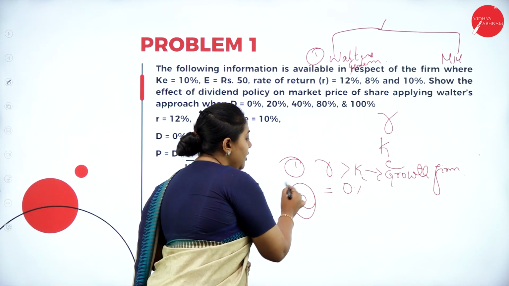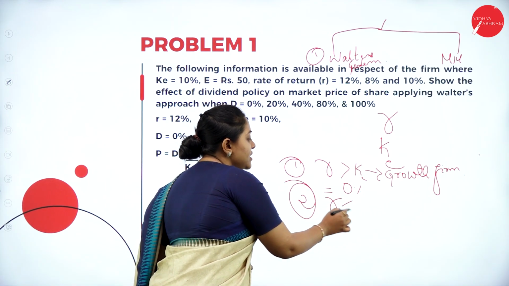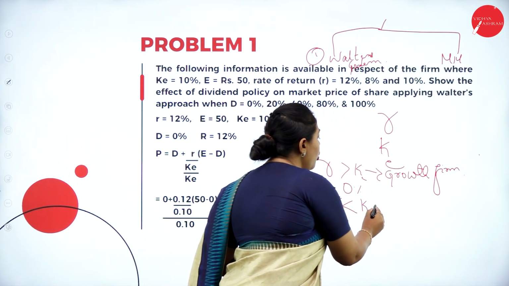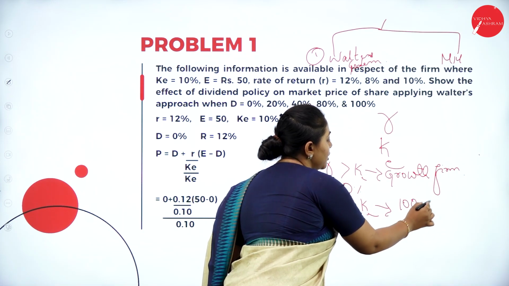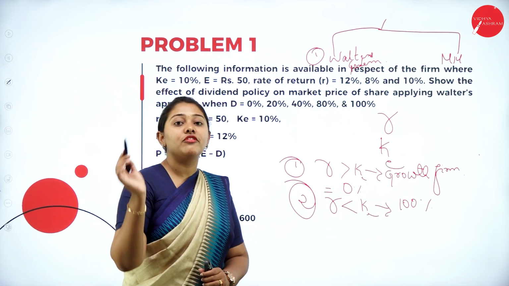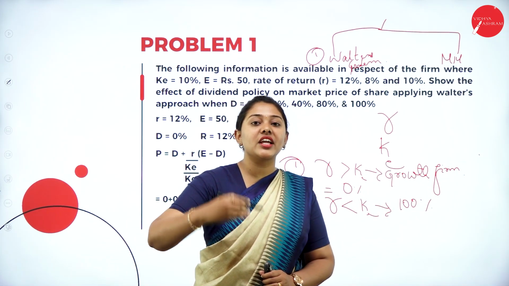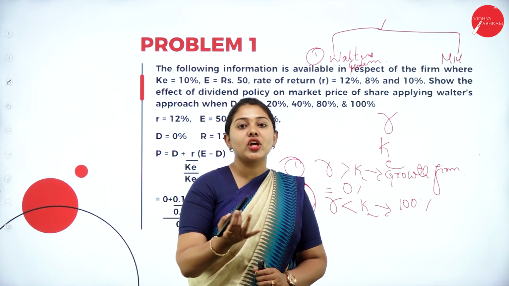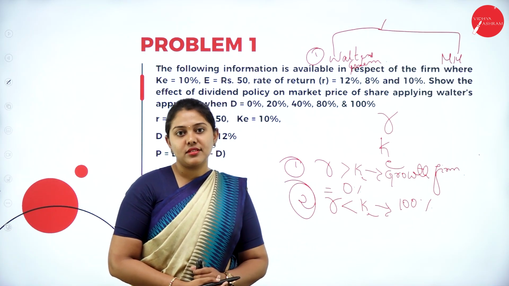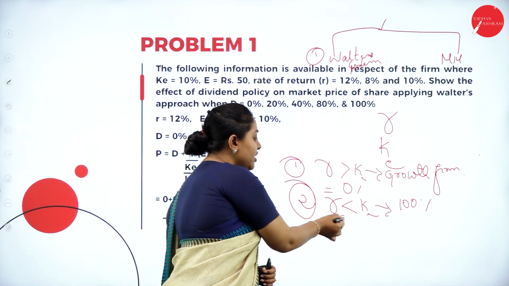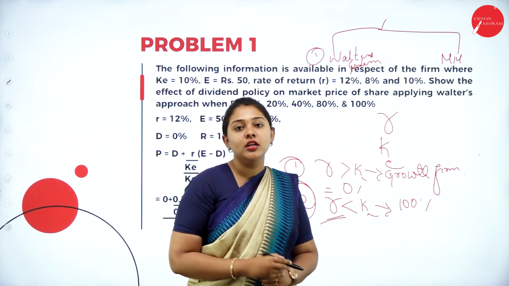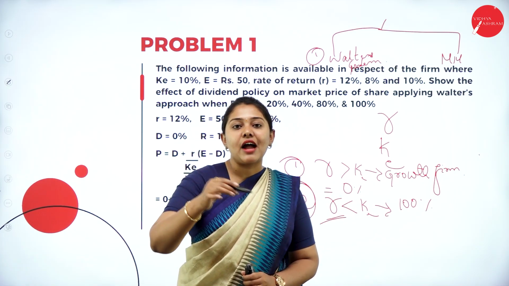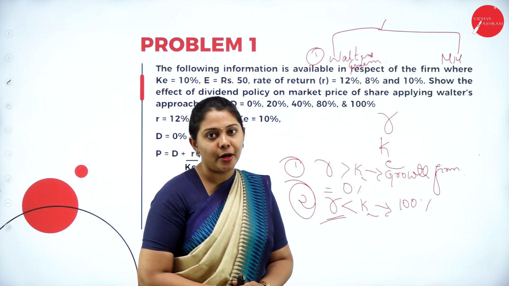The other situation is when the return is lesser than the cost of capital. Then the firm has to issue 100% dividend. Whatever returns they get, everything they have to issue as a dividend, because the shareholders will reinvest in the company. So when the return is lesser than the cost of capital, the company has to issue 100% dividend.